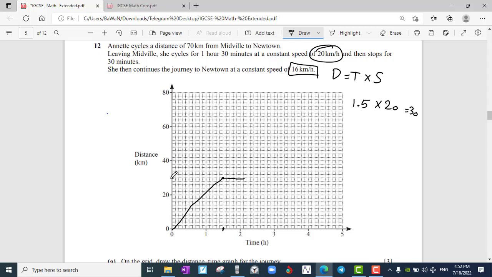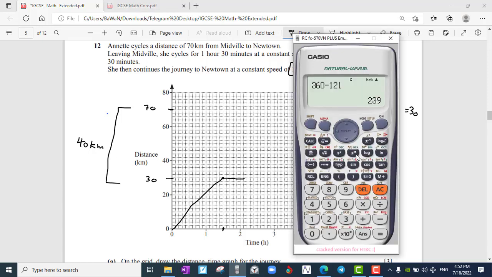She already passed 30 kilometers and Newton is 70 kilometers away, so what's remaining is 40 kilometers. And she is going at the speed 16 kilometers per hour. So we divide 40 by 16. See how long does it take? This 40 is the distance, the 16 kilometers per hour is speed. So if we divide distance by speed, we will get time. It takes 2 hours and a half.